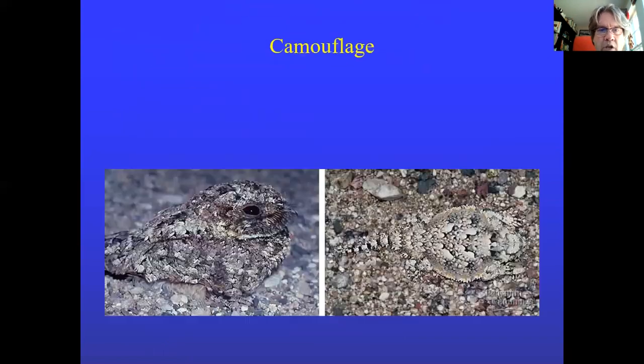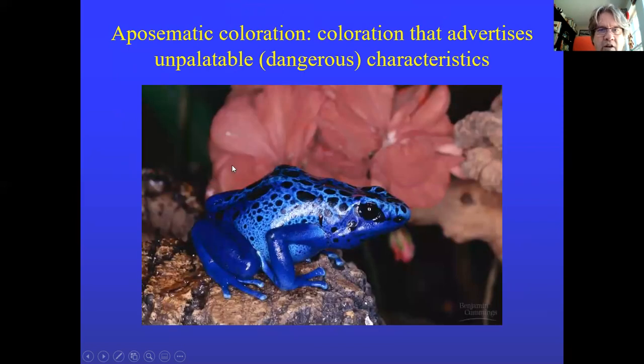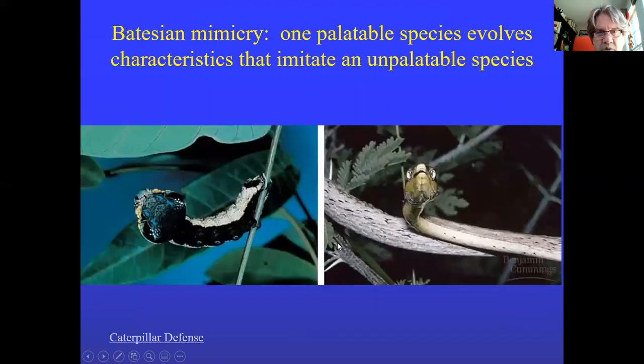Okay, so here's camouflage, right? We all know about that. Here's aposematic coloration. The poison dart frog has a nasty toxin in it. And if you eat this thing, it's going to kill you, right? So this is pretty clear. Don't eat that, right? Very bright blue, right?